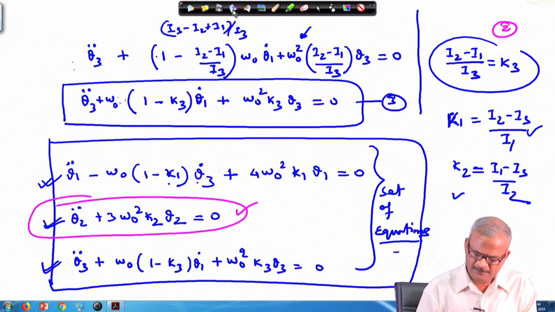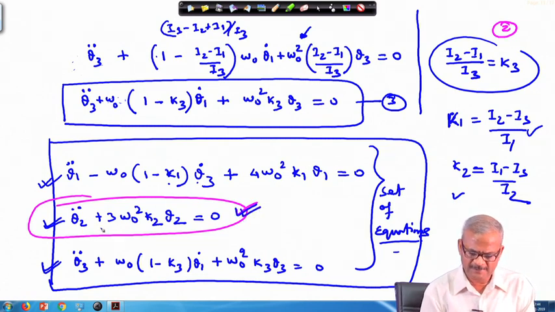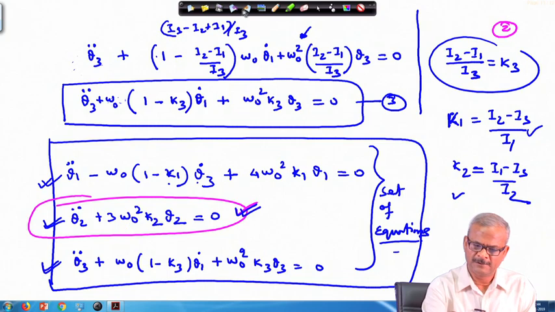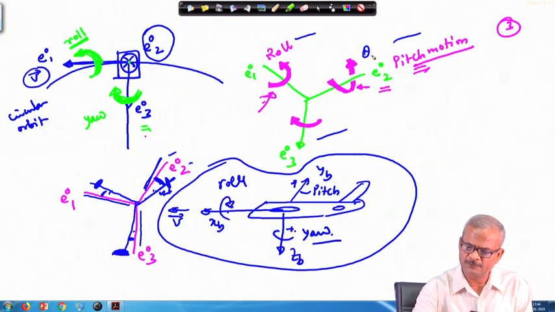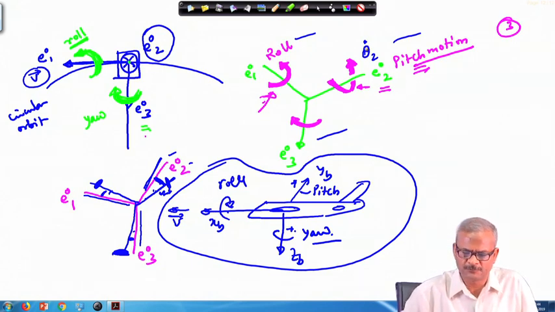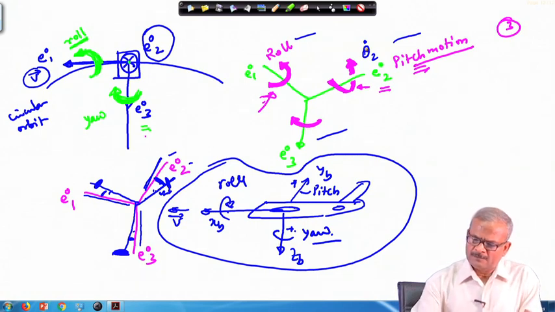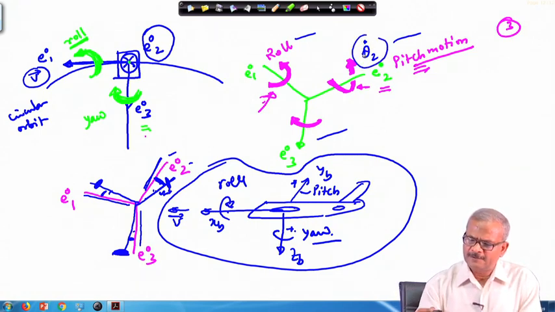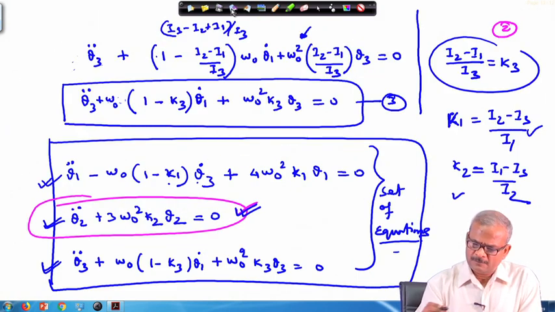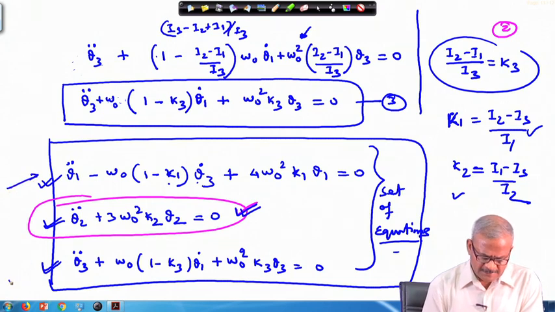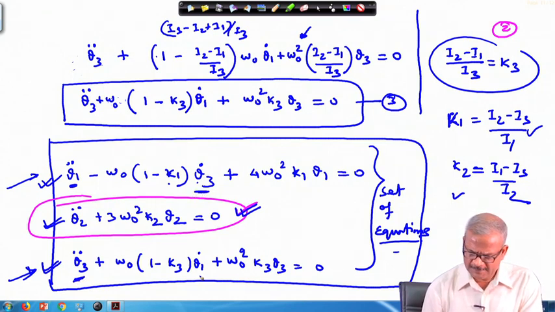Here what we have observed is that this is my pitching motion. Now, you can understand why I am calling this the pitching motion, because your theta 2 you are writing along this direction, theta 2 dot, this is your theta 2 dot. So, approximately this is valid. Okay. Now, this part and this part, this is the roll part and this is the yaw part.